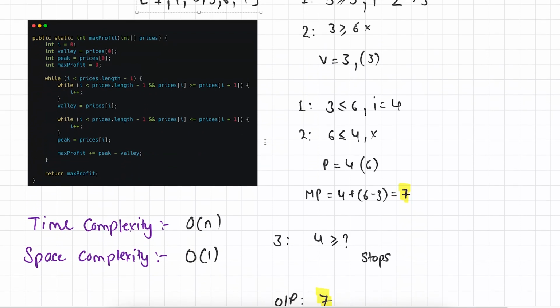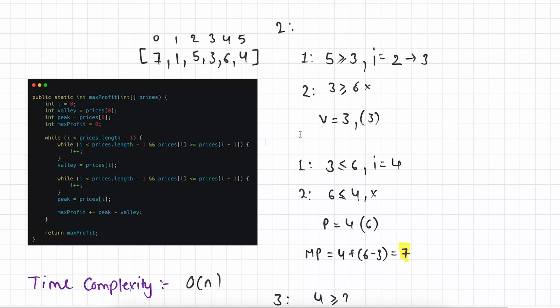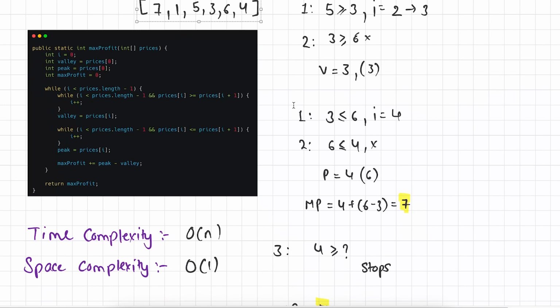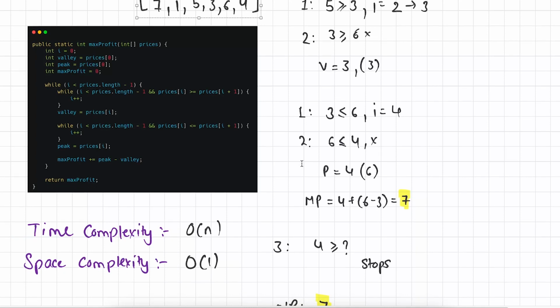Now talking about the time complexity, we are running 3 loops: the outer loop and 2 inner loops. But while running these loops, we never go beyond the scope of this array. It means we never go beyond index 5. So we can say that we are running the loop n times only, and the time complexity of this approach comes out to be big O of n.